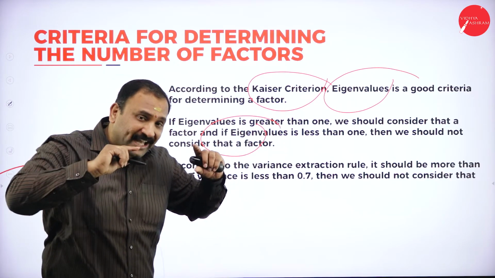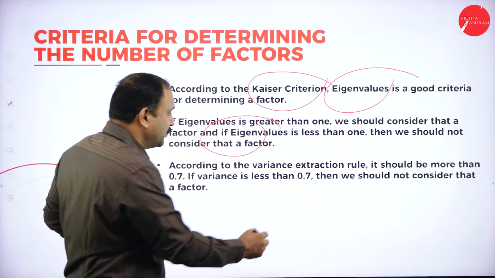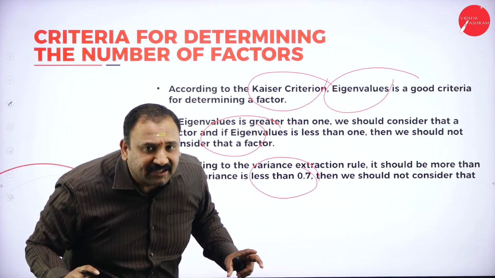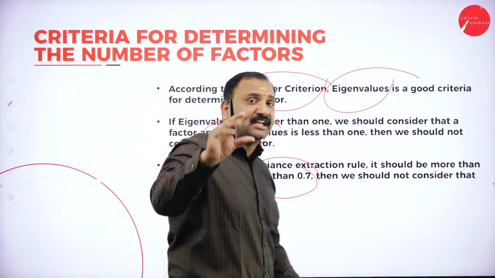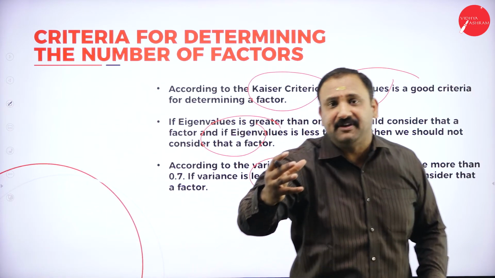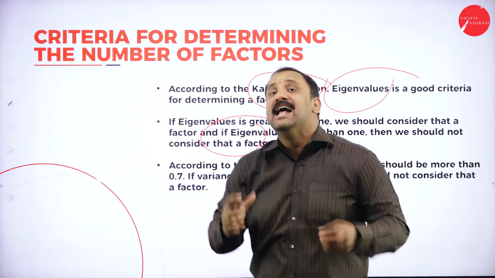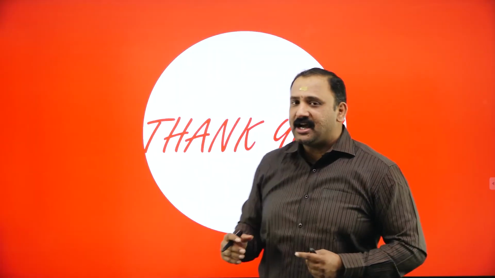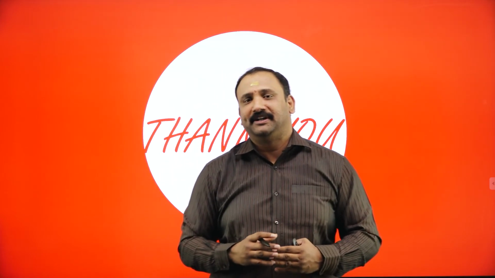Now, according to the extraction, as I've already told you, if the variance factor is less than 0.7, then we should not consider that factor at all. If the variance is more than 0.7, that means there's truly a variation and we need to consider it altogether. With that, I come to the conclusion of this particular session.